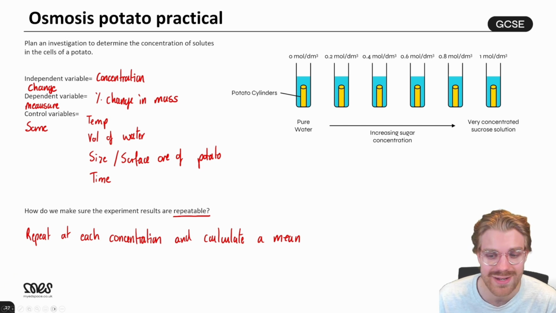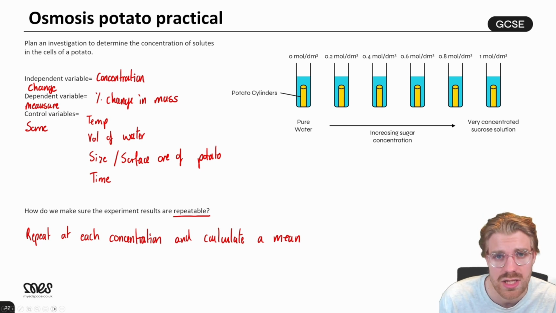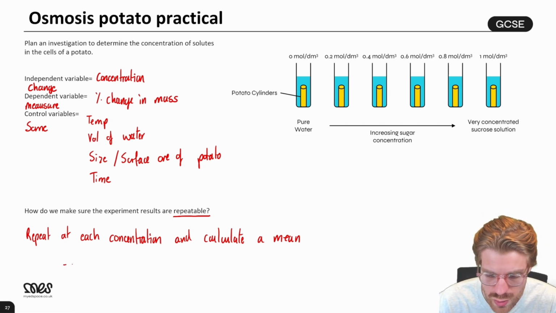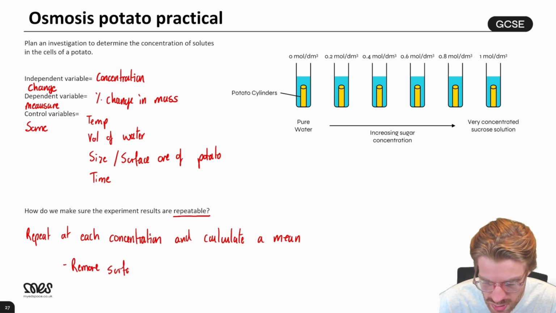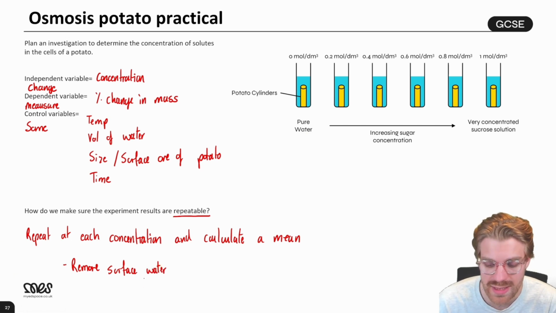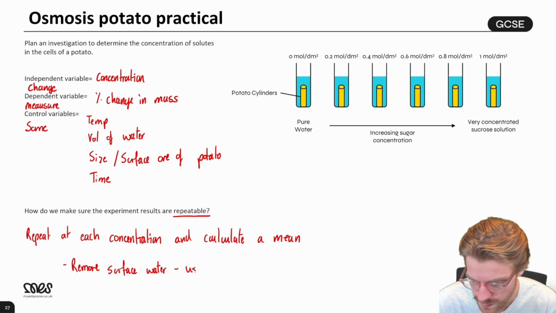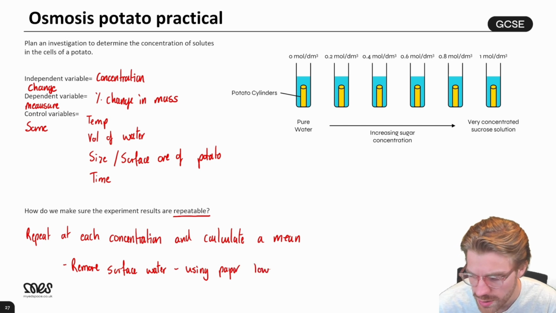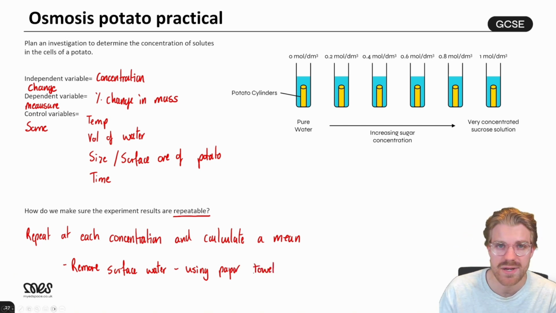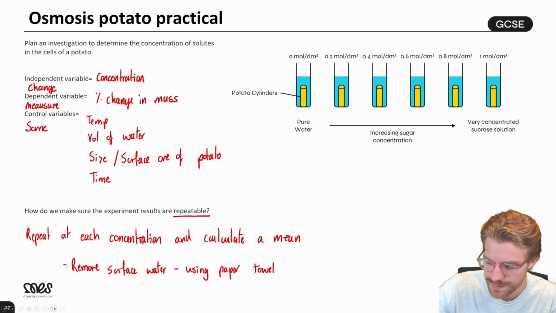And to improve our validity, we want to make sure that we are only measuring the mass of the cells themselves. So we might want to remove any excess water or remove any surface water. And by removing that surface water, perhaps by blotting it with a piece of paper towel, what we are going to do is minimize the error in our experiment.